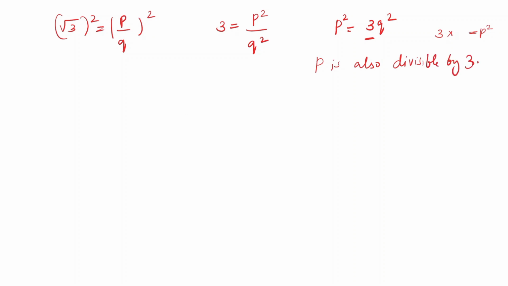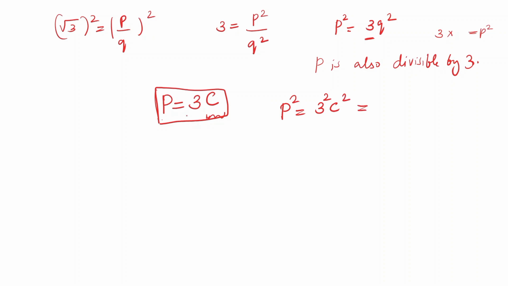So p is divisible by 3 means we can write p equals 3c, any number. When you multiply some number, you will get p. Maybe 1 or 2, whatever number, if you multiply, you will get p. That is the meaning of this. Then p square equals 3 square c square, that is 9c square, right? So we can equate with this equation. Substituting in this equation, p square equals 3q square. So p square we already found, it is 9c square. So 3q square will be equal to 9c square.